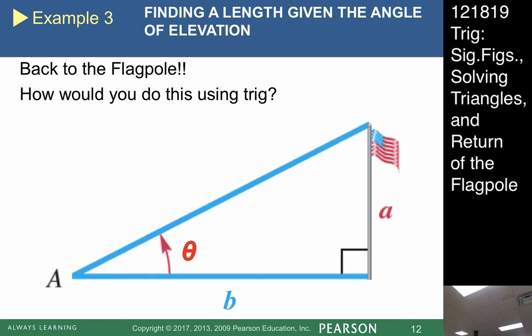Tangent of 30 degrees equals a over 50. Okay. No, tangent of 30 equals a over 50. Ta-da. Yeah, let me solve for that.